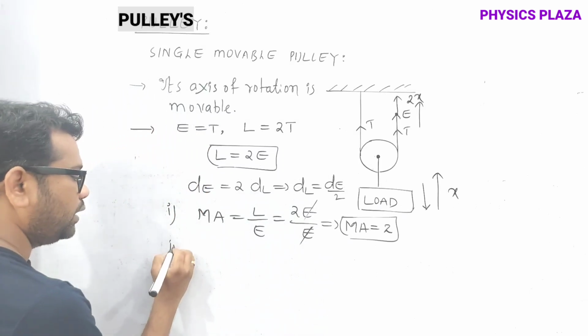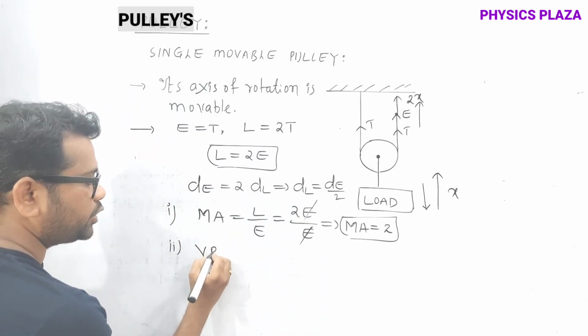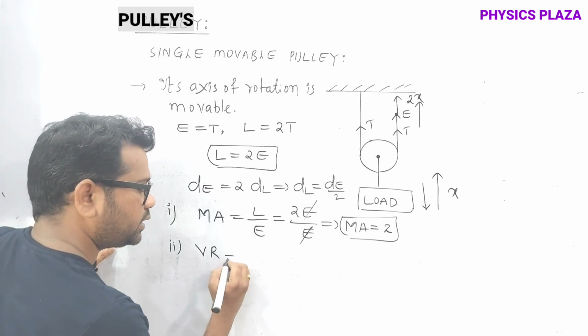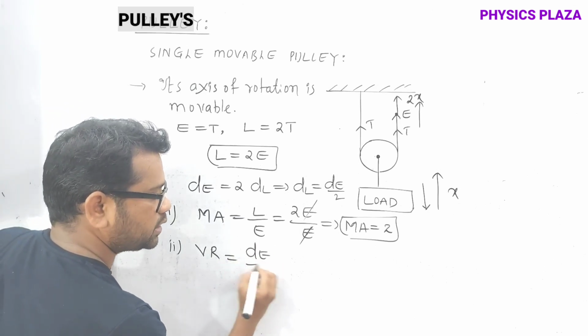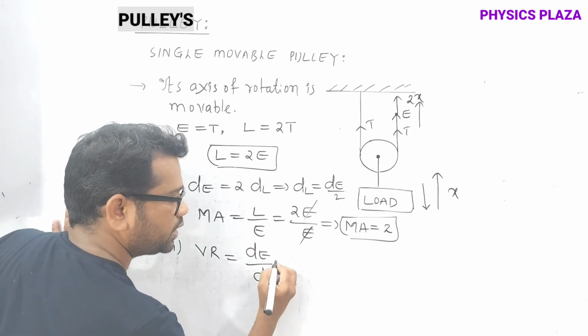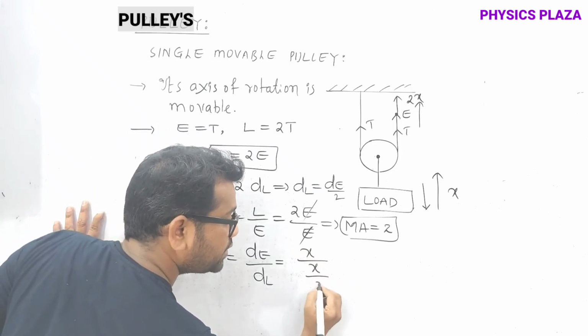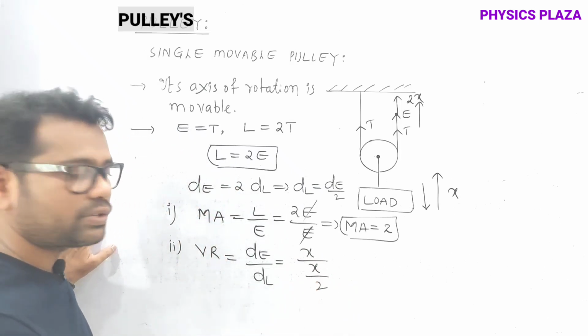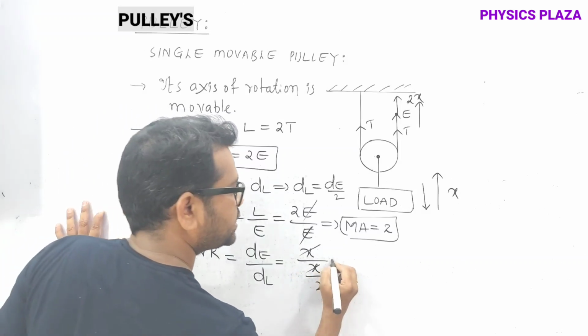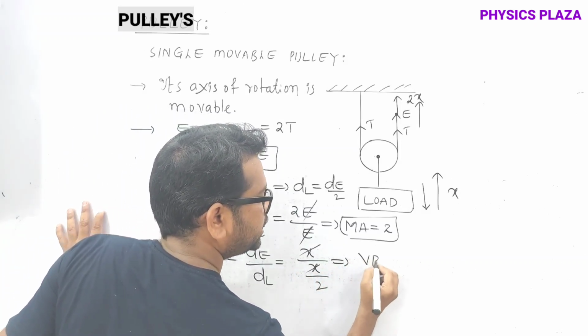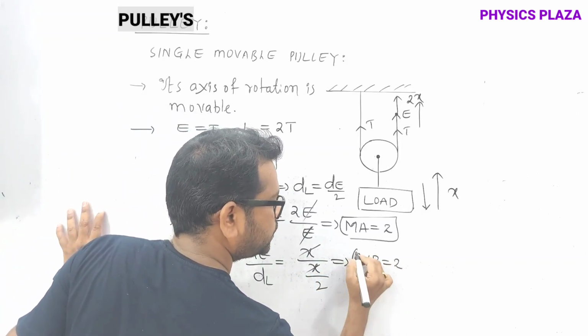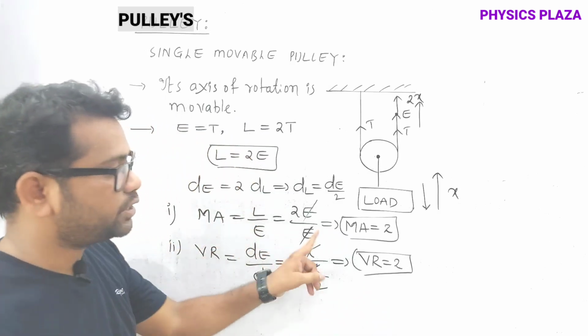Okay, fine. Now let us calculate the velocity ratio, children. Here velocity ratio is equal to effort displacement by load displacement. Children, if effort displacement is 2X, load displacement is X, half of its value. So X gets cancelled, and the velocity ratio is equal to 2. So mechanical advantage and velocity ratio are both equal to 2.